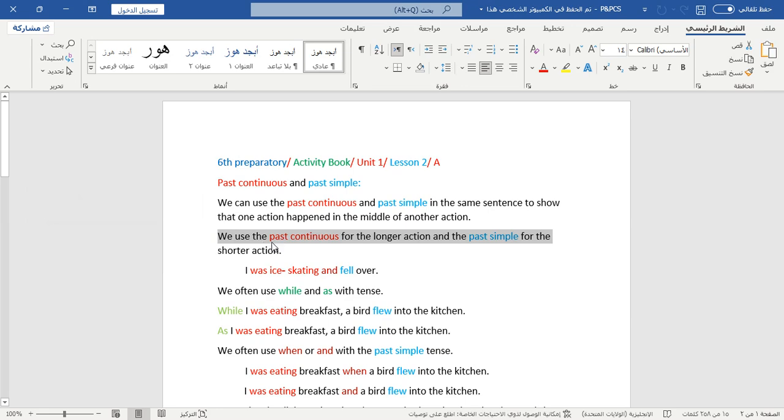We use the past continuous for the longer action, the first and longer action. And the past simple, focus with me, is for the shorter action. Okay? Shorter action. The longer is continuous; the shorter is simple, past simple.